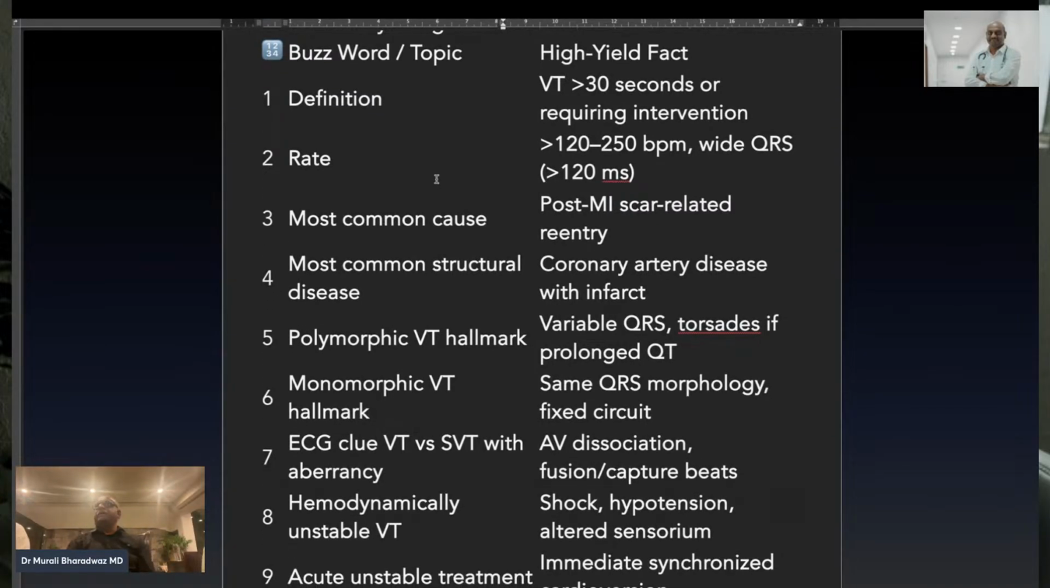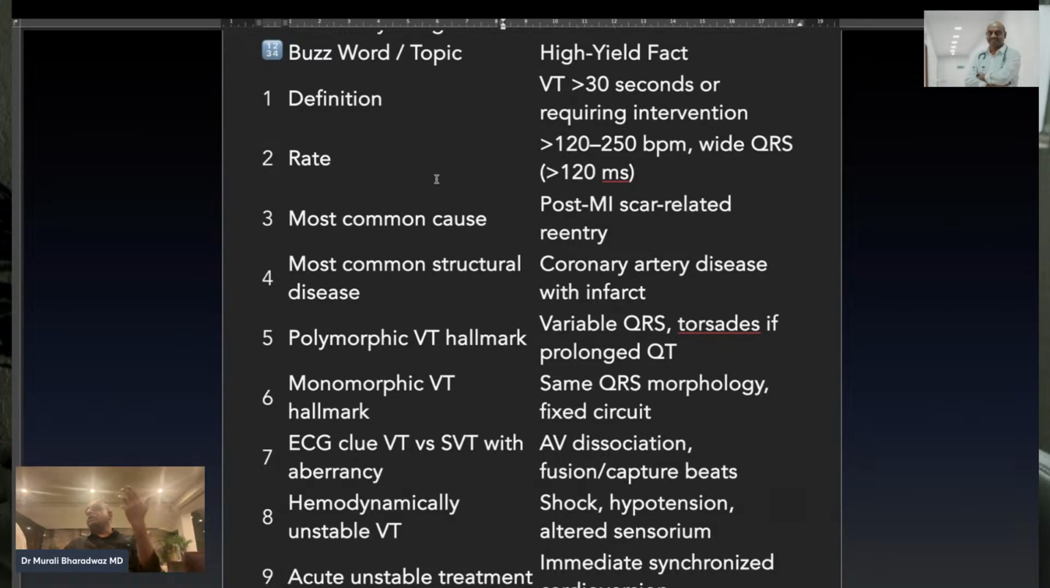When do you define VT? QRS. When do you call sustained VT? Whenever ventricular tachycardia is there for more than 30 seconds, you call it sustained VT. Non-sustained means less than 30 seconds. The rate is 120 to 250. The QRS is wide. When do you define wide? If the QRS is more than 120 milliseconds, you call it wide.